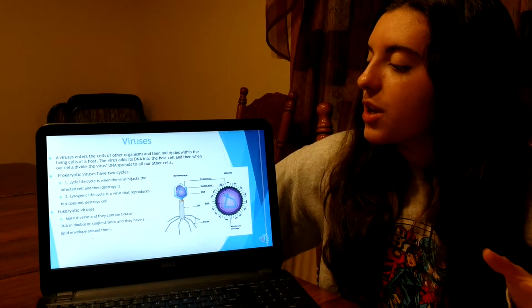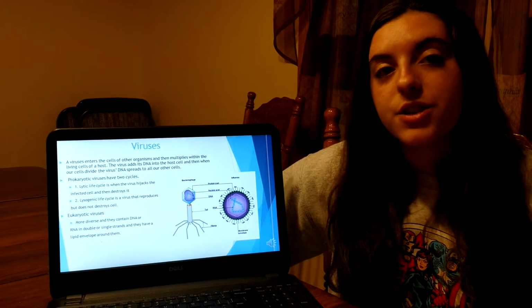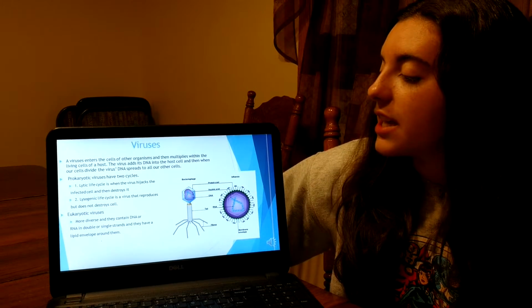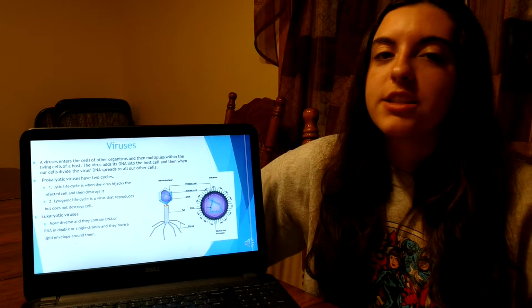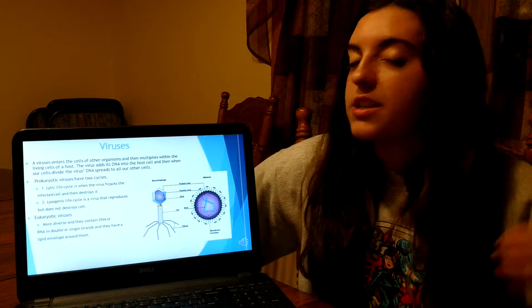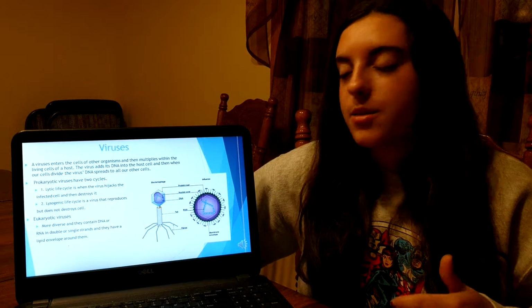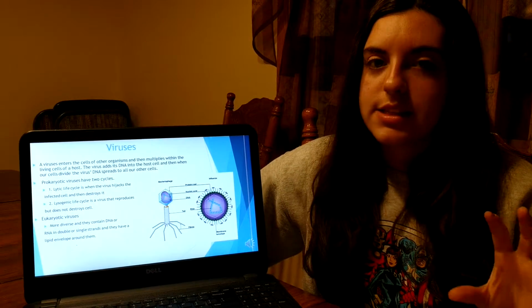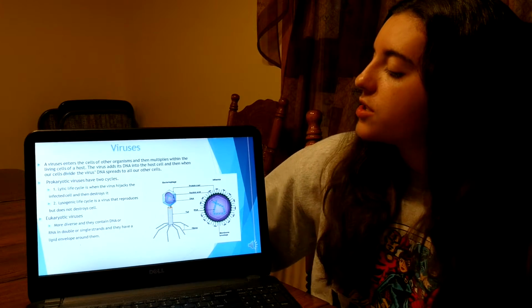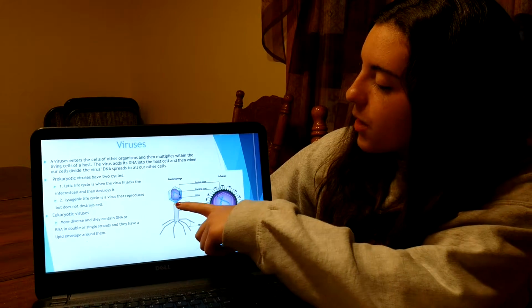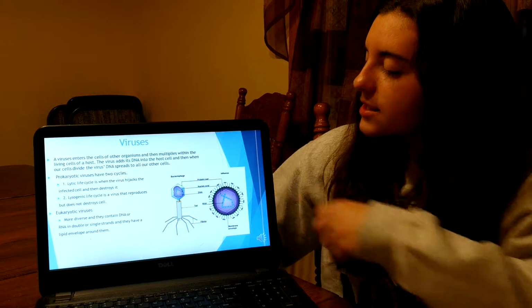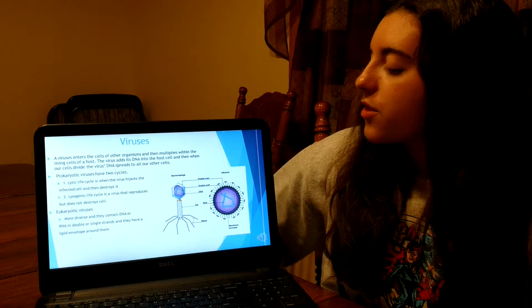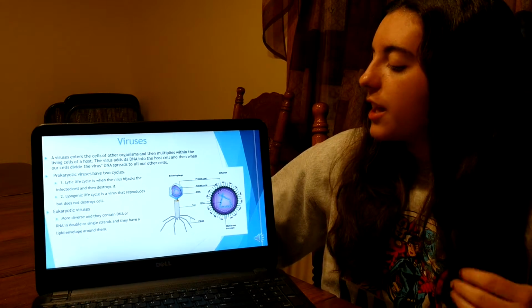And then you have your eukaryotic virus, which is more diverse and also contains DNA and RNA in either a double or single strand, and is also covered by a lipid envelope, which makes them able to live longer. So here's an example where it has the envelope and its DNA inside. And this is just one of the basic kinds of structures that a virus can look like.